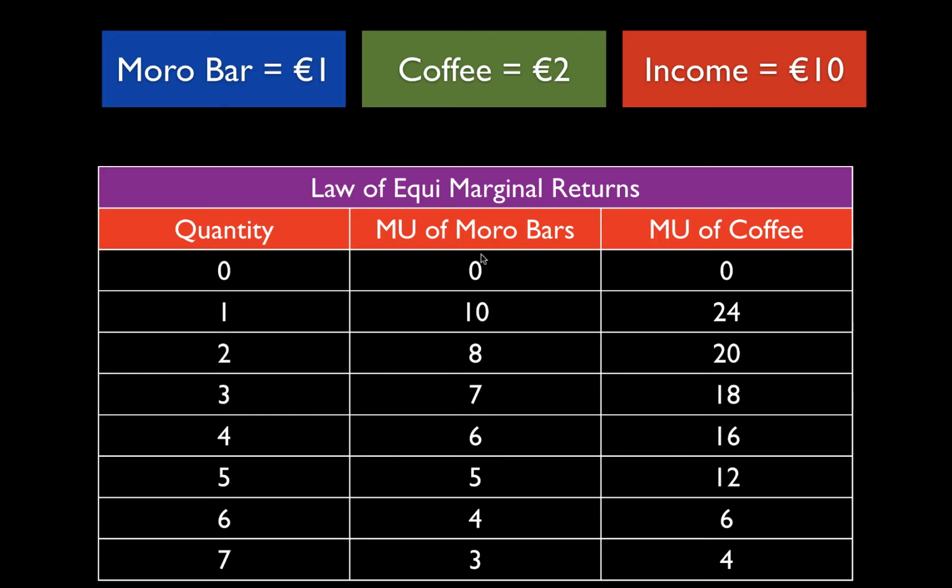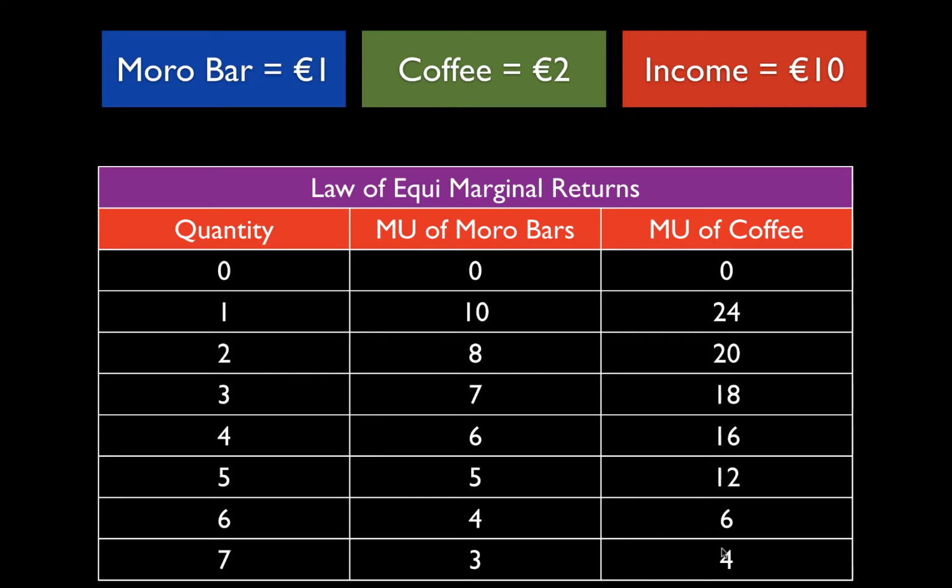Okay, well, this is my favorite chocolate bar, I suppose, which is a Maro bar, and it costs €1. And this is the coffee. And these are both the marginal utilities. We see here that as I continuously and successively consume Maro bars, the marginal utility, the extra happiness that I derive from each Maro bar, falls. And that's just the law of diminishing marginal utility for Maro bars, and of course the law of diminishing marginal utility for coffee.